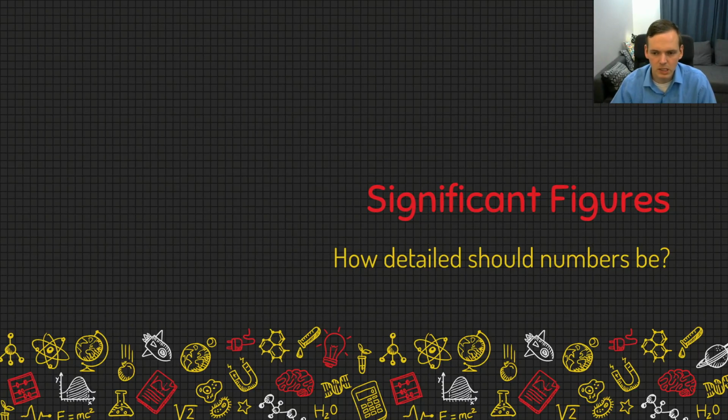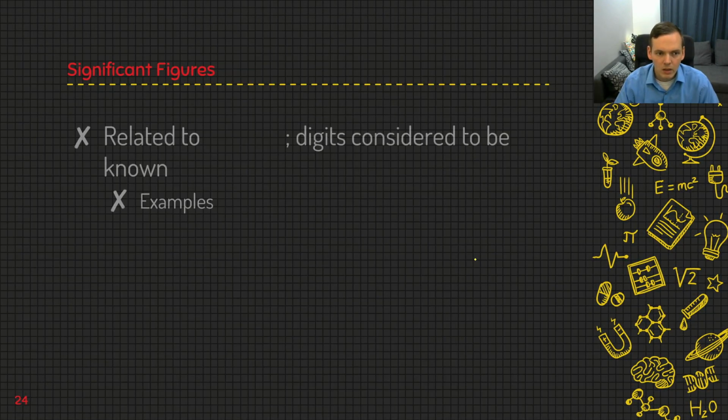In this lesson, we're going to discuss significant figures, or in other words, how detailed should a number be. So, significant figures are related to precision, and they are digits that are considered to be known confidently.